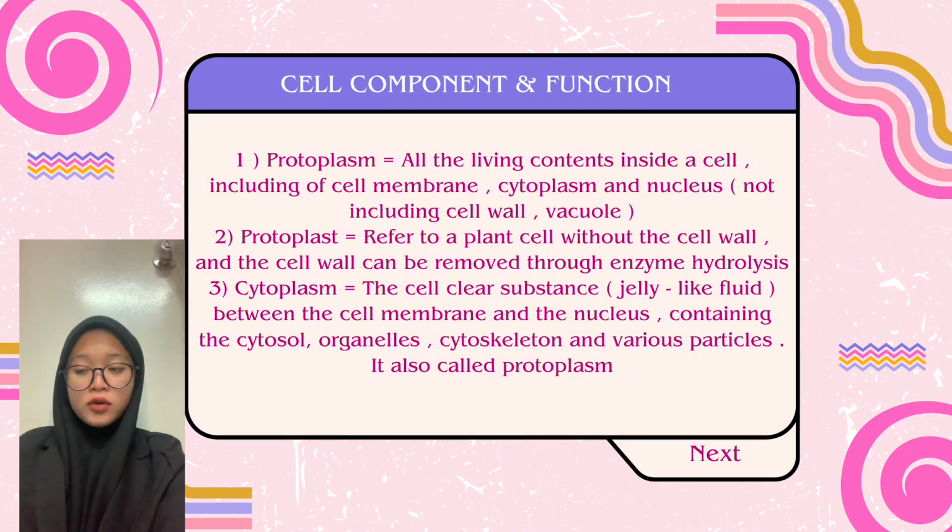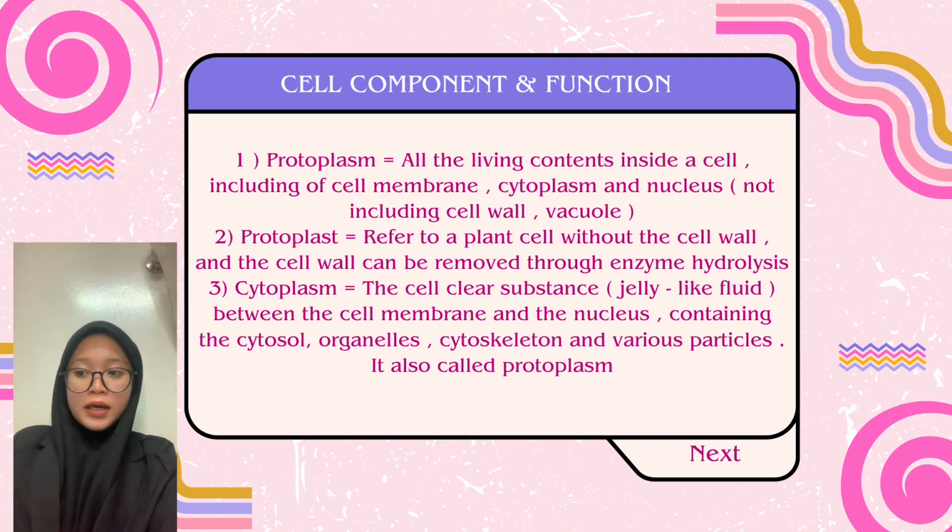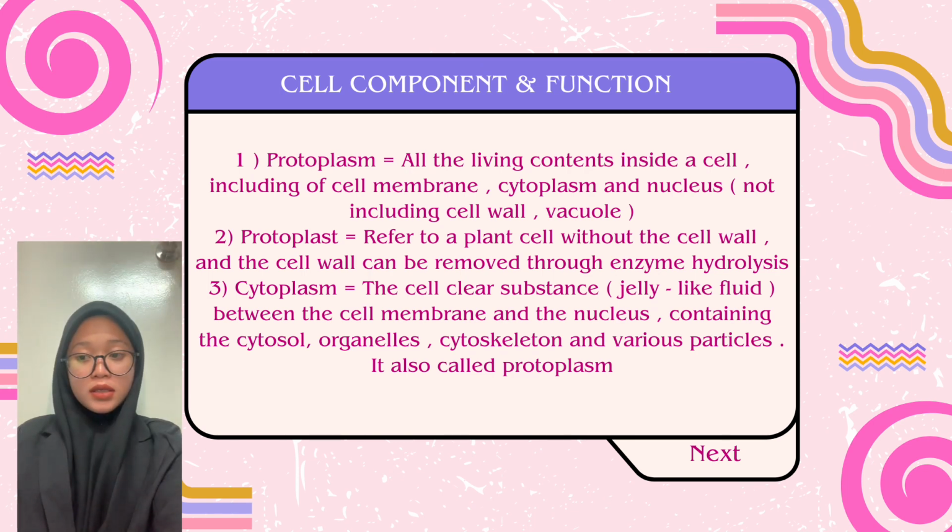The function of protoplasm: all the living contents inside the cell, including cell membrane, cytoplasm, and nucleus, not including cell wall and vacuole. Next, the function of protoplast: it refers to a plant cell without the cell wall, and the cell wall can be removed through enzyme hydrolysis. Next, the function of cytoplasm: the cell's clear, jelly-like fluid between the cell membrane and the nucleus, containing the cytosol, organelle, cytoskeleton, and various particles. It's also called protoplasm.